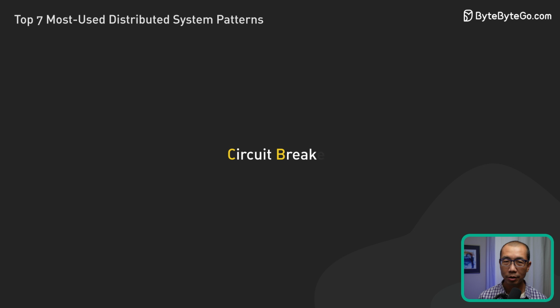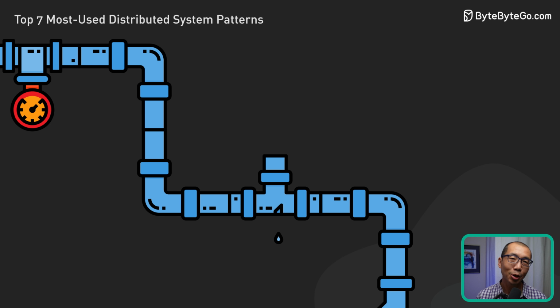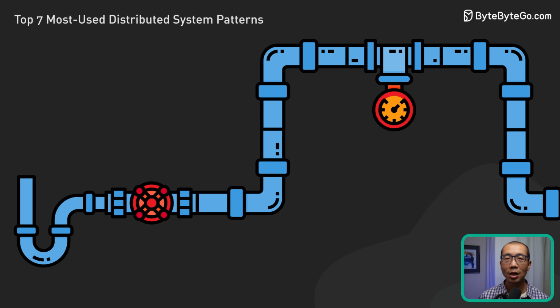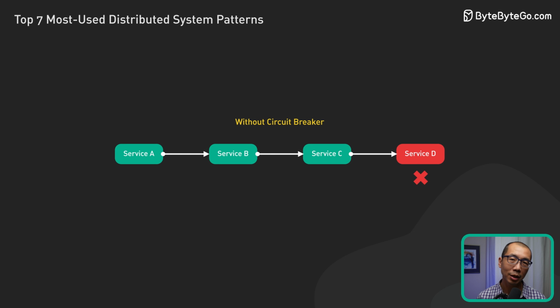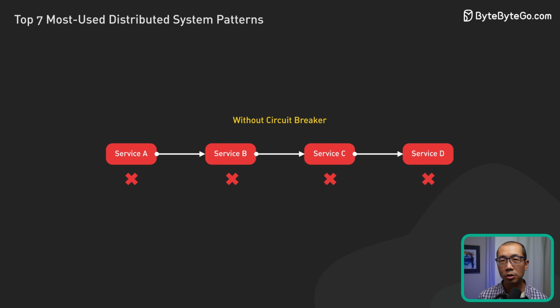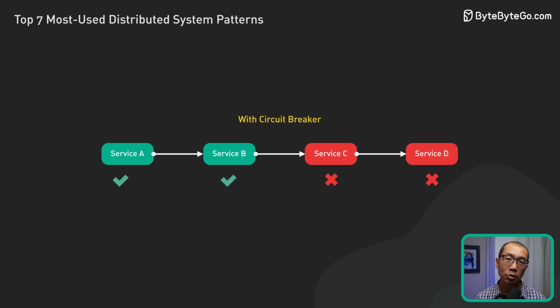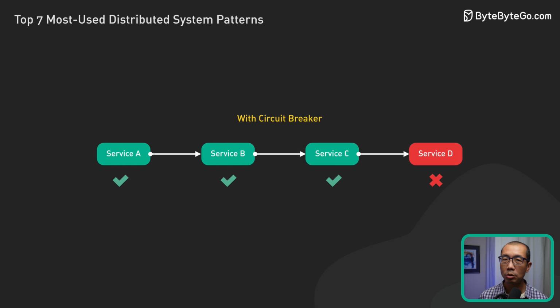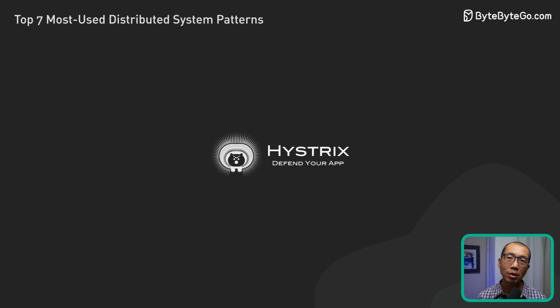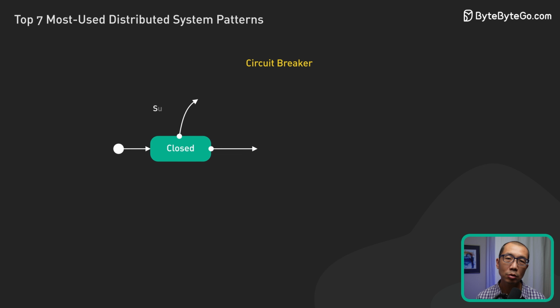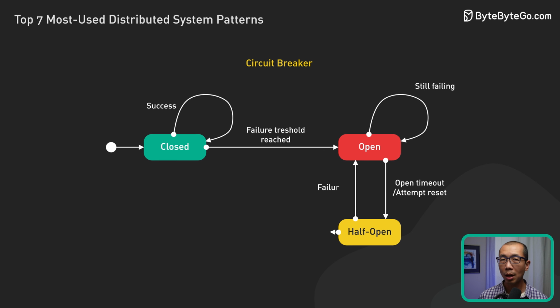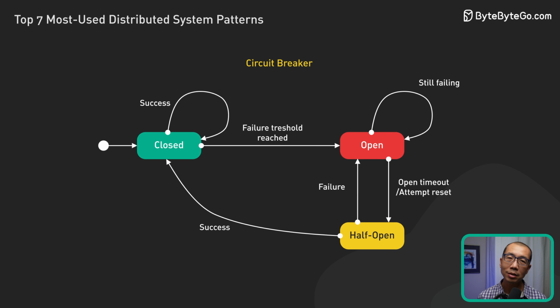Next is circuit breaker. Imagine a water pipe bursting in your house. The first thing you would do is shut off the main valve to prevent further damage. The circuit breaker pattern works similarly, preventing cascading failures in distributed systems. When a service becomes unavailable, the circuit breaker stops requests, allowing it to recover. Netflix Hystrix library uses this pattern. It ensures a more resilient system. Now, this pattern can be particularly useful when dealing with microservices or cloud-based applications, where failures are more likely to occur.